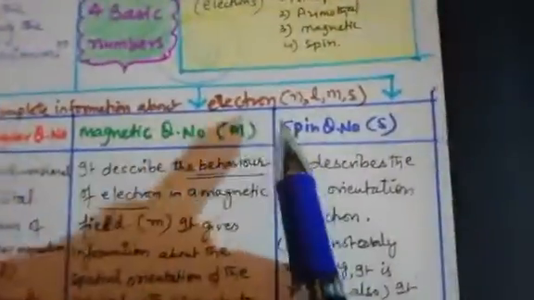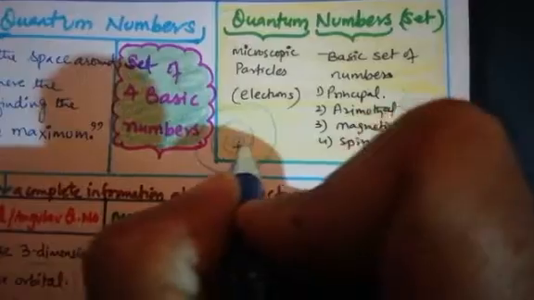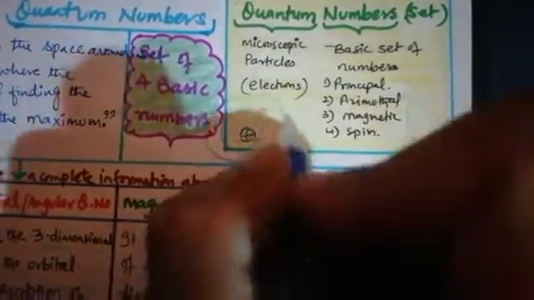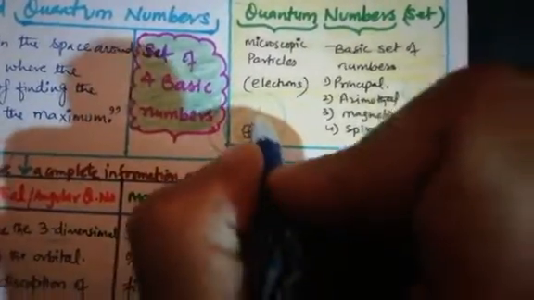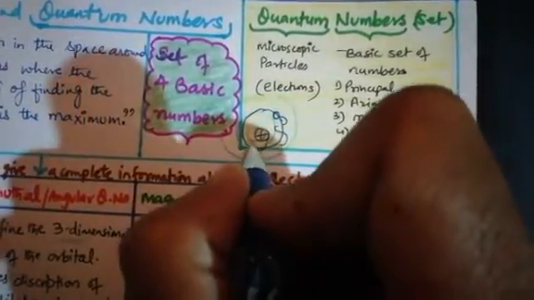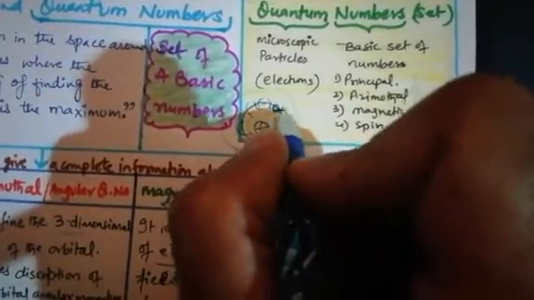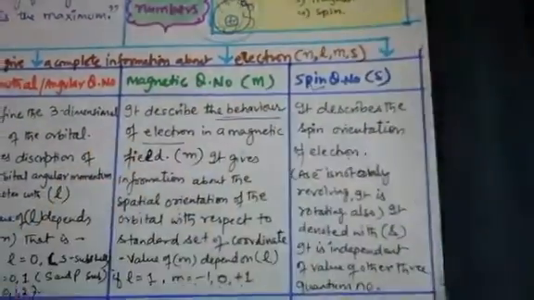After this, the last one is spin quantum number. It describes the spin orientation of electron. Dear student, as you know, when we are talking about planetary model, it means that planet is revolving around the sun, but simultaneously it is rotating also, like Earth is revolving also and rotating also. Similar way, electron is also revolving around the nucleus with wave nature, as well as it is rotating in its place like this way. So if it is rotating, that rotation of clockwise and anti-clockwise is described by spin quantum number.